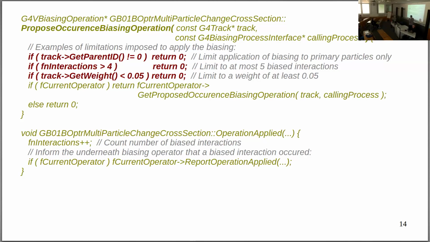Or you want to stop the biasing when the weight becomes too low, because then you can be subject to fluctuation and you need to run high statistics. It becomes a bit tricky. You will see in the next lecture, you will have a bit of understanding. So this is ProposeOccurrenceBiasingOperation, a place where you could put your hands in order to customize when the biasing is applied.